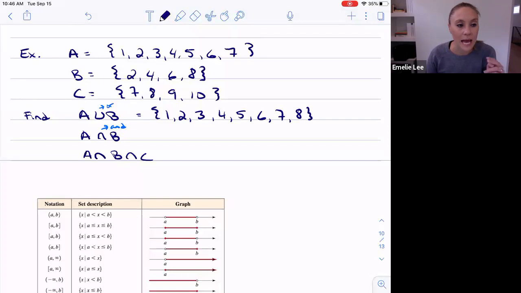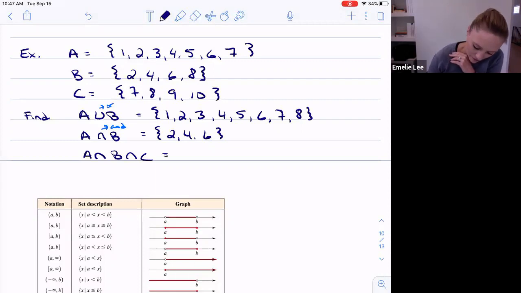If we're talking about A and B, then the elements have to be in both A and B. So we found 2 was in A and B, 4 was in A and B, and 6 was in A and B. So the set is quite a bit smaller. It's just 2, 4, and 6. Now I know what elements are in A and B, but I need it to be in A and B and C. So I'm going to try to find overlap with C with that new set, but there are none. So there would be no elements in this set, which we indicate with the empty set.